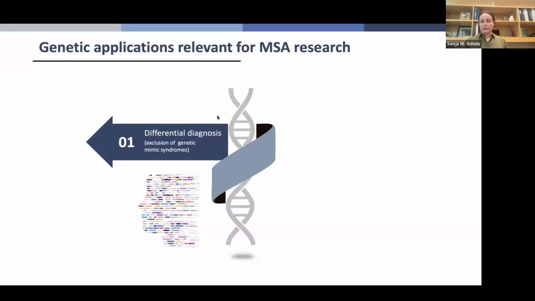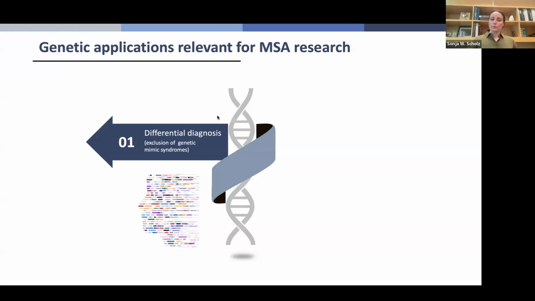So the first one is we can actually use genetics in the right kind of context to help us with a differential diagnosis. As I mentioned early on, some people can have a neurological disease that can really look like multiple system atrophy. But if there is a family history of other members with neurological diseases, that could be a clue that perhaps we're dealing with a so-called mimic syndrome or a lookalike syndrome.